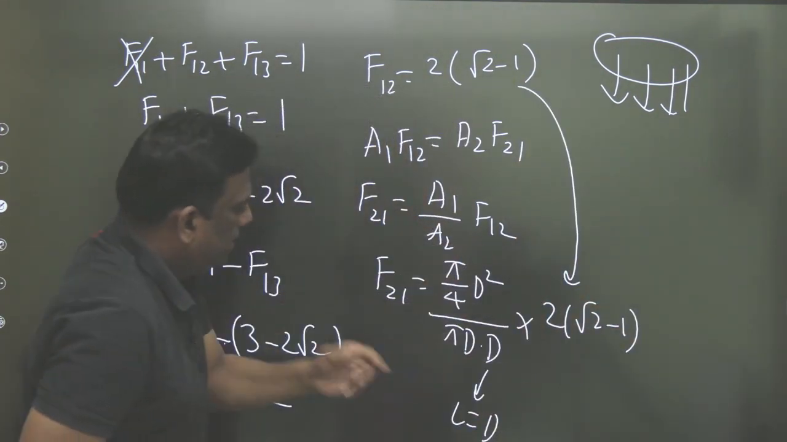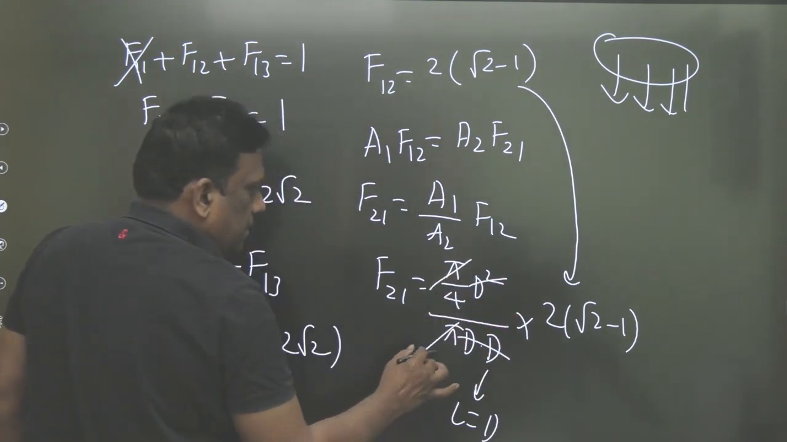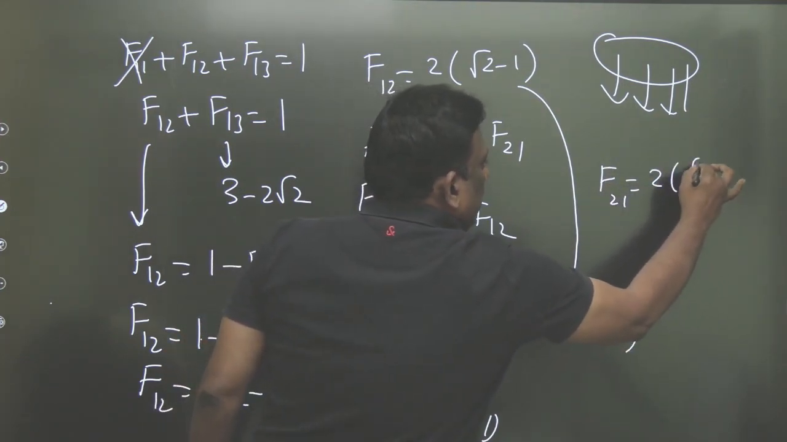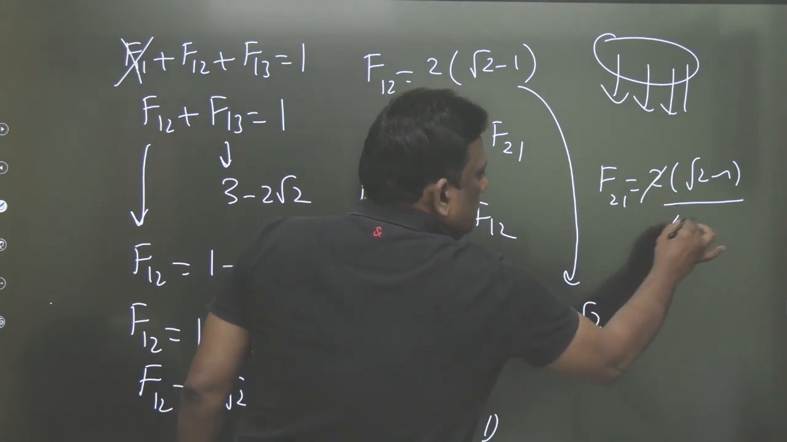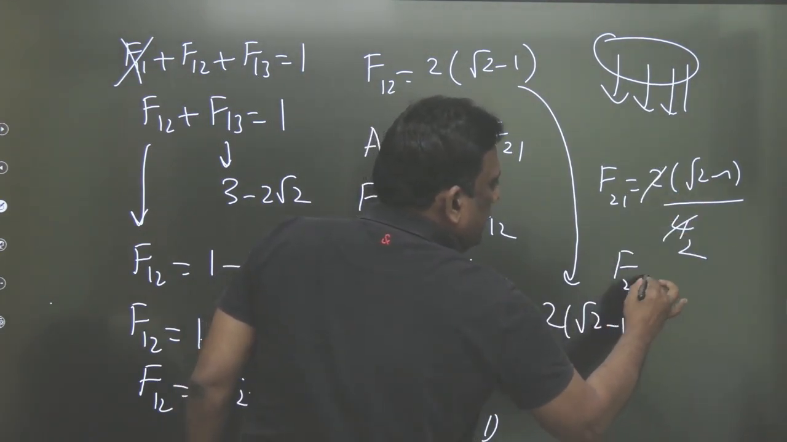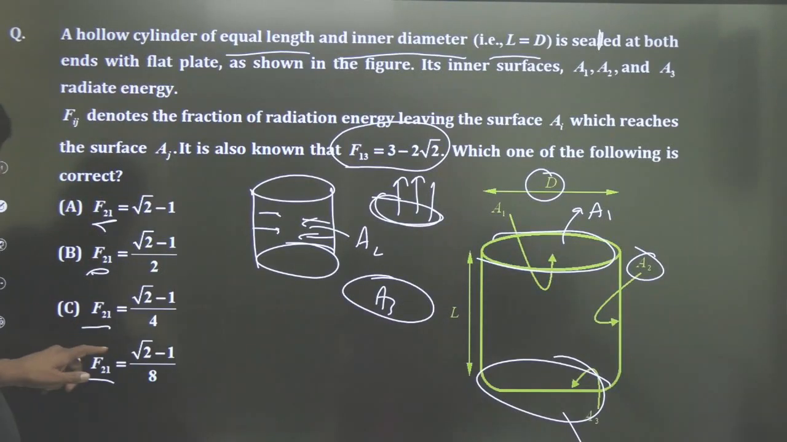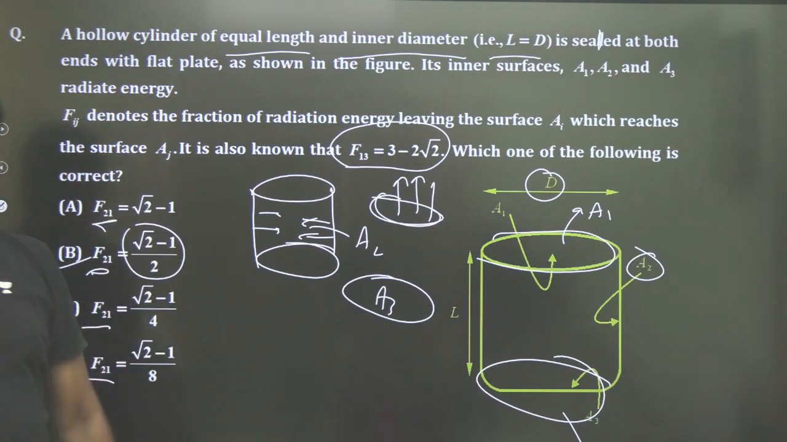F12 is already known. Now look, pi is gone, d square is gone. So therefore, F21 is equal to 2 into root 2 minus 1, by 4. So that goes. F21 is equal to root 2 minus 1 by 2. Let me check. Root 2 minus 1 by 2. Yes, root 2 minus 1 by 2. So B is the right answer.